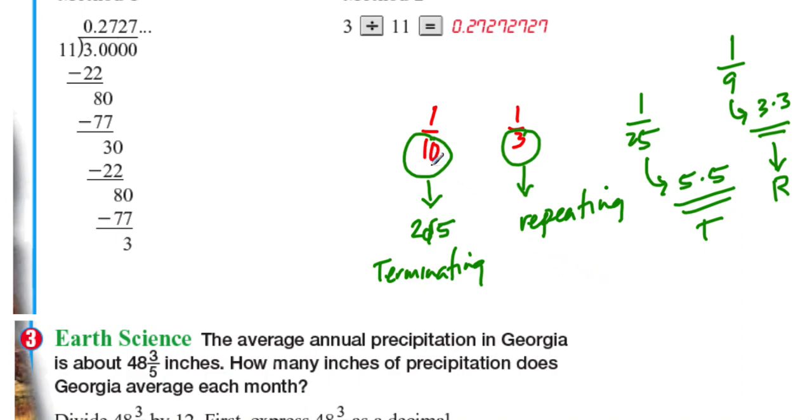So 1/10, the prime factorization is 2 times 5, so this is a terminating decimal. Okay, since 1/3 has a factor of 3 in its denominator, it is considered to be a repeating decimal. So when I say 1 over 8, okay, the prime factors of 8 are 2 times 2 times 2. Therefore, this is a terminating decimal. And that's how you figure that one out.